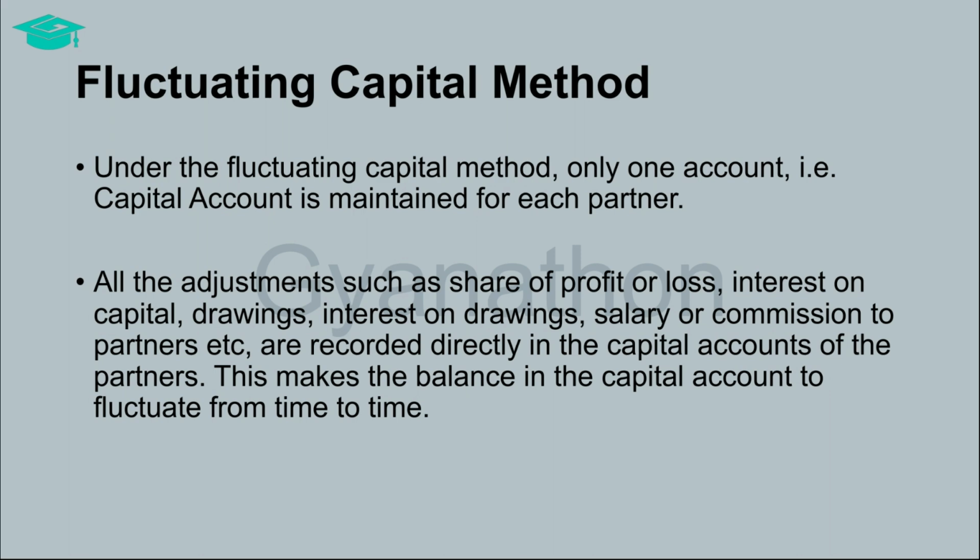to the partner, etc. Due to recording all the transactions in a single account, the balance of the partner's capital account fluctuates from time to time. When it carries a credit balance, it is shown on the liability side, and when it carries a debit balance, it is shown on the asset side.